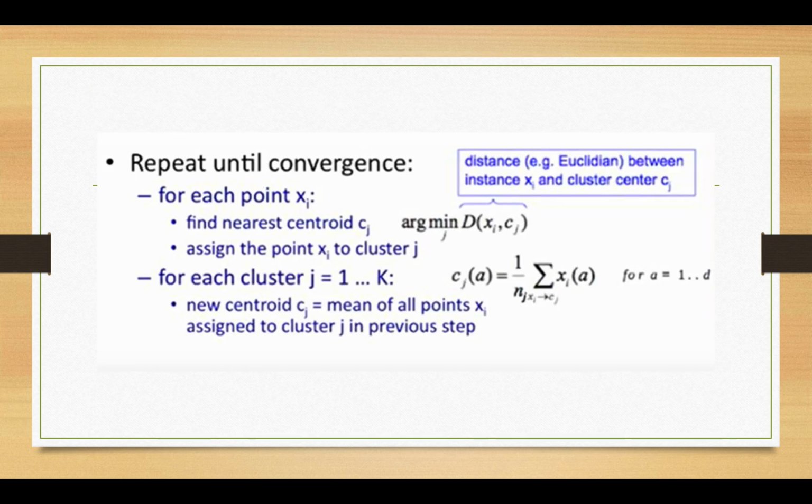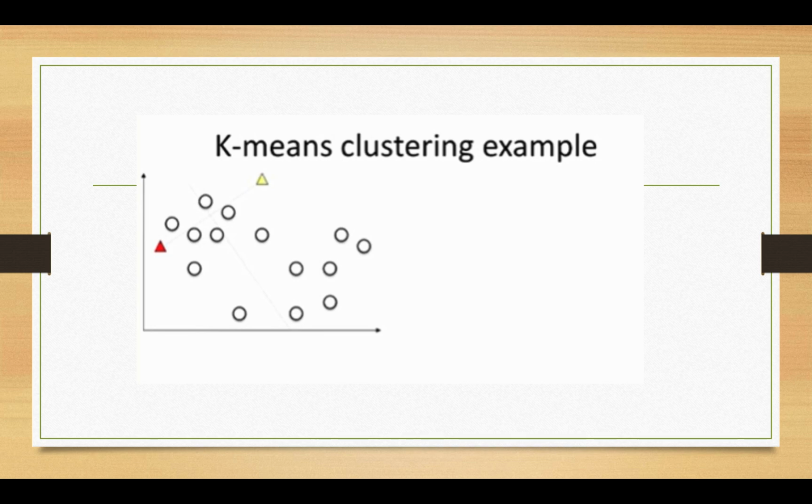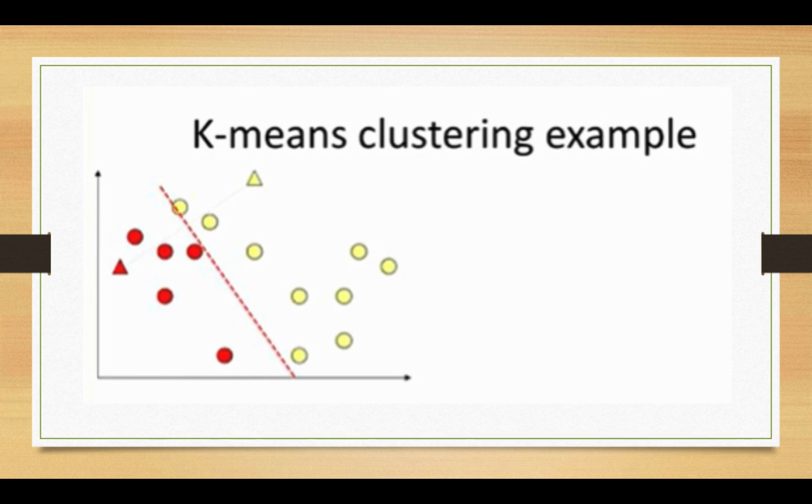The next step of the algorithm is to calculate the new centroid, that means the mean value of all points assigned to the cluster in previous steps. So we get the mean of all points assigned to cluster J. In the first two steps we have a set of data points, two random cluster centroids, and then we assign each point to the nearest one.